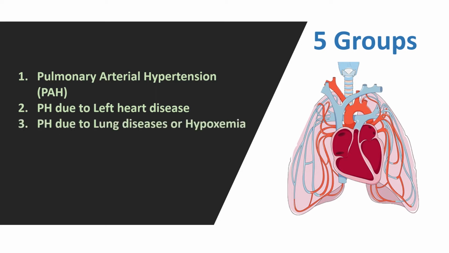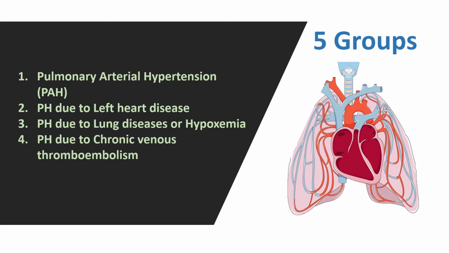Group 3 includes diseases of the lung or chronic hypoxemic conditions which secondarily cause vasoconstriction in pulmonary vasculature to shunt blood to more oxygenated areas of the lung. Group 4 includes pulmonary hypertension developing in response to pulmonary vessel blockage, for example by thromboembolism. And Group 5 includes diseases leading to pulmonary hypertension that could not be grouped together in the above mentioned categories.